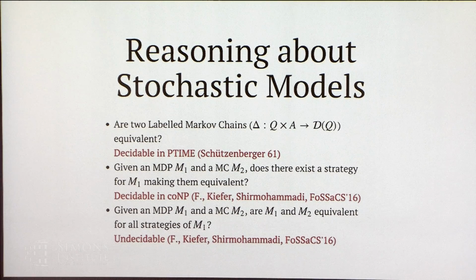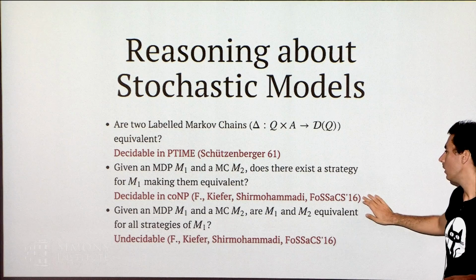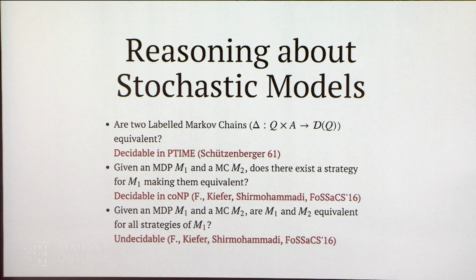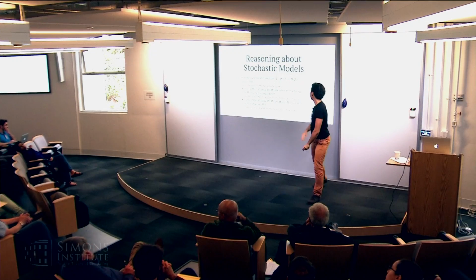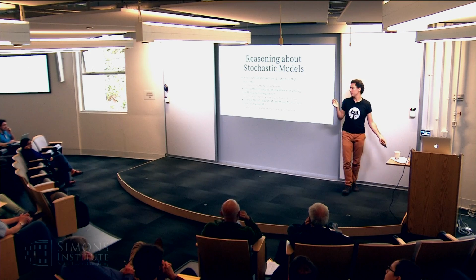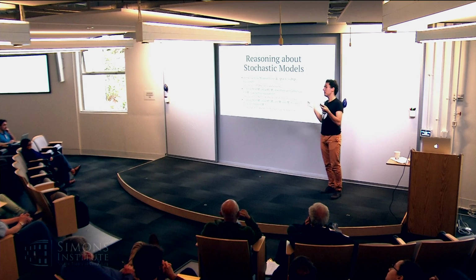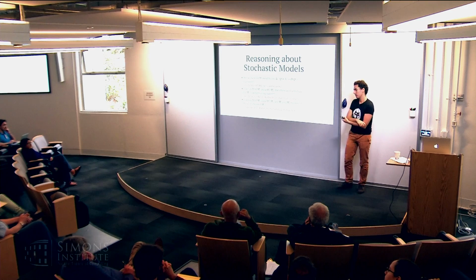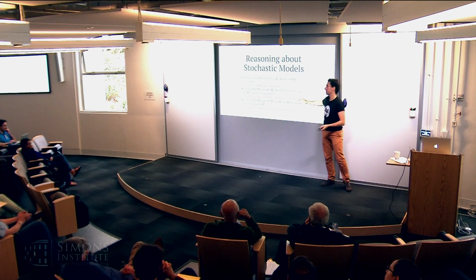Yes? The second one which you say is in CoNP. Is it also in NP? I mean, it seems to be just existentially quantifying over the... Well, it's not. The strategy can be infinite memory. So we don't know if it's in NP. We don't know if it's in P. CoNP is the best we have. And I'll talk about this, of course. This is so far what we know.